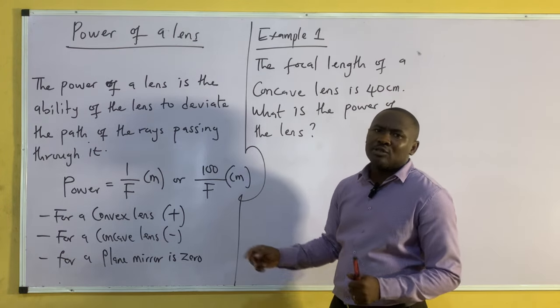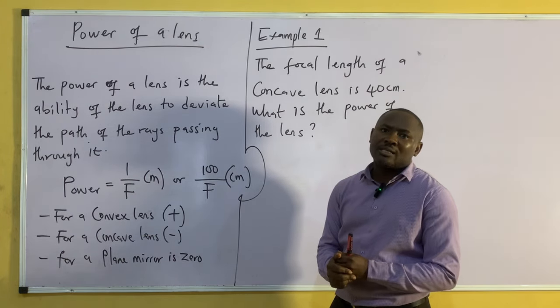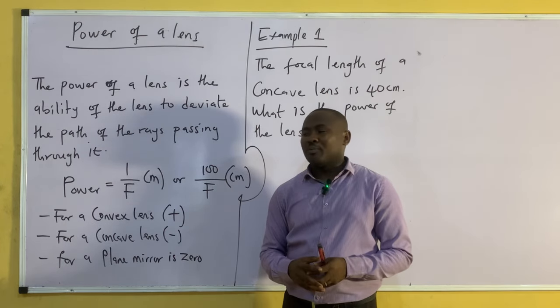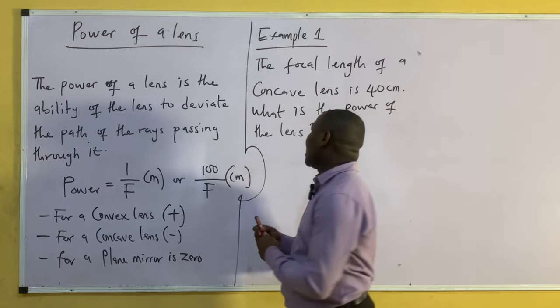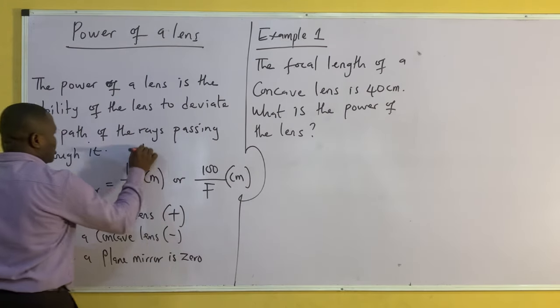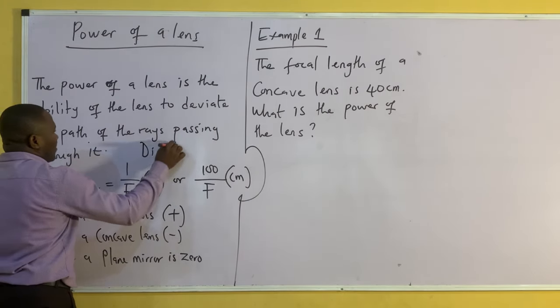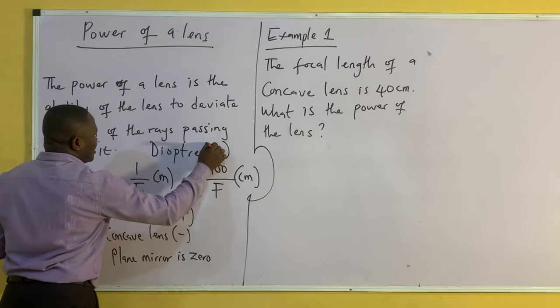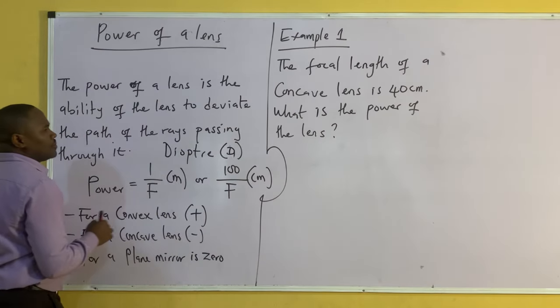What is the SI unit for the power of a lens? The SI unit for the power of a lens is the diopter. Let me spell that here. It's diopter, and it is given as D as the symbol.